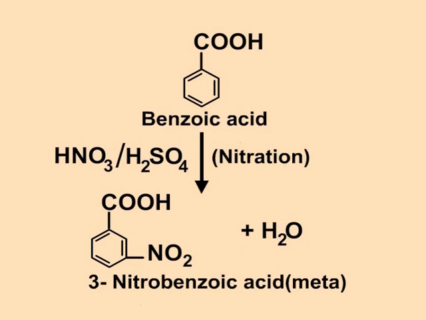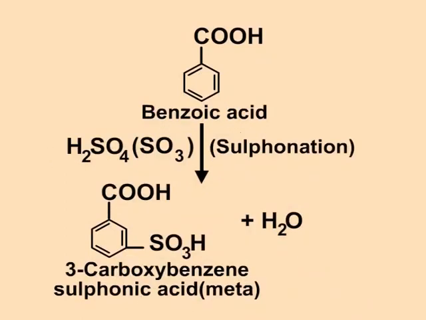Let us take up the next reaction, sulfonation of benzoic acid. Benzoic acid reacts with fuming sulfuric acid to form 3-carboxybenzene sulfonic acid. Carboxylic acid and sulfonic acid are in the meta position. Water is formed as a byproduct.